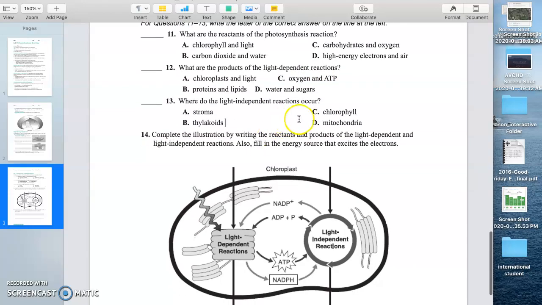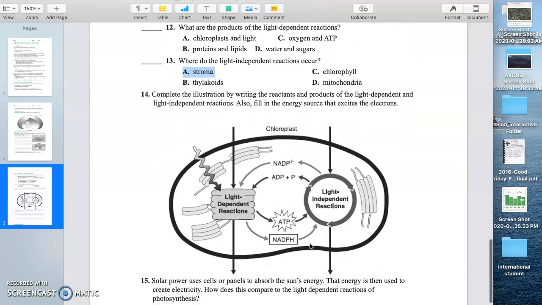Where do the light-independent reactions occur? So this light-independent would mean we don't need light. That's where we're going to take the carbon dioxide, we're going to take the ATP and the electrons, we're going to make that into sugar. That happens out in the stroma, just kind of in the watery part of the chloroplasts.